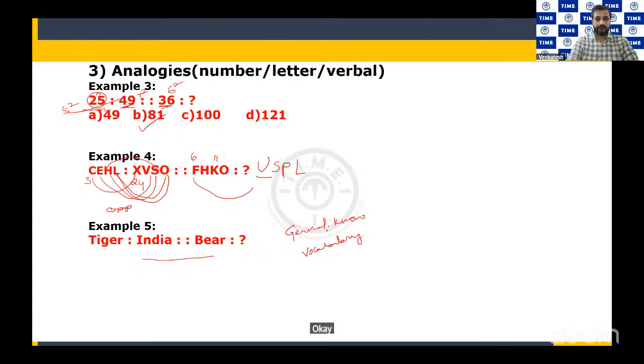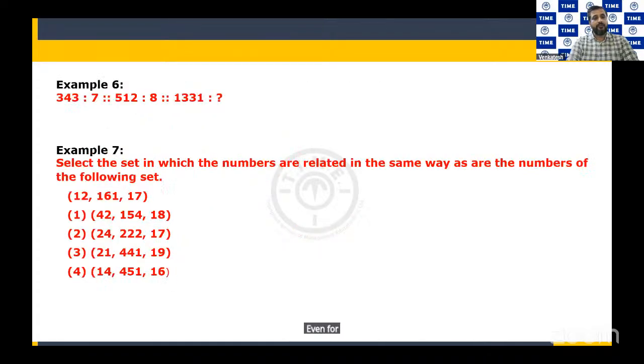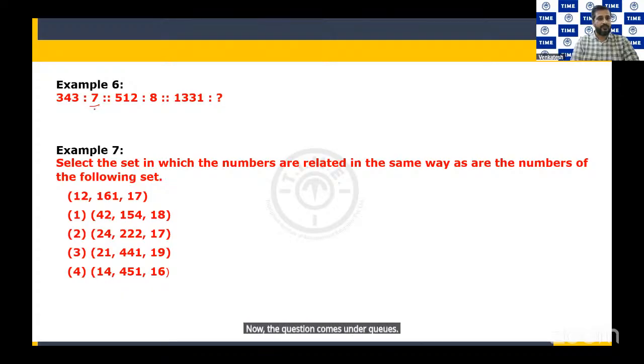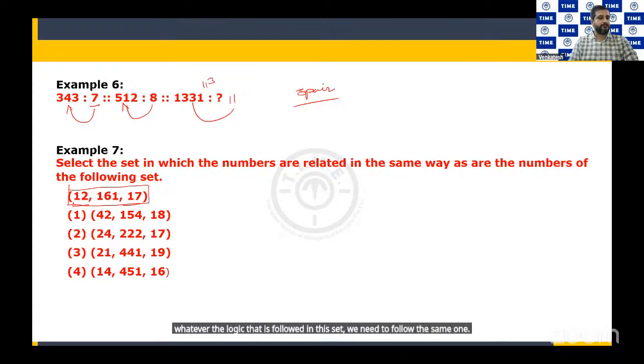Okay. Now, even for the odd one out, we have to stick to the same. I suggested you remember the squares and cubes. Now the question comes under cubes: 7, 7 cube; 8, 8 cube; 11, 11 cube. This is a 3-pair analogy, not the odd one out questions. Now, a similar set of questions. Whatever logic is followed in this set, we need to follow the same one.